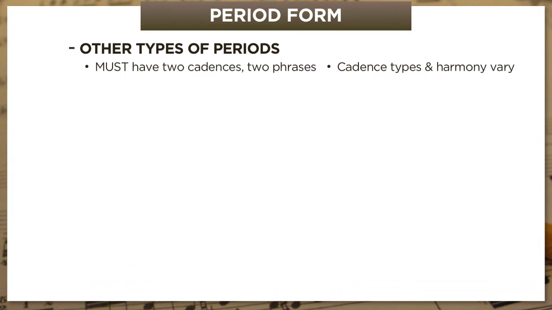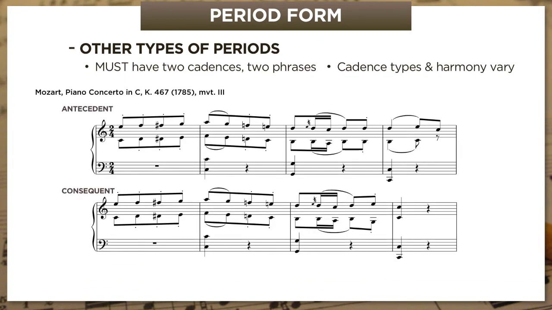So here is a compact little period from the finale of Mozart's C major piano concerto. And it's similar to the parallel interrupted sort, except that the antecedent ends with an imperfect authentic cadence rather than a half cadence. But as with the interrupted sort, it's balanced out by a stronger PAC.